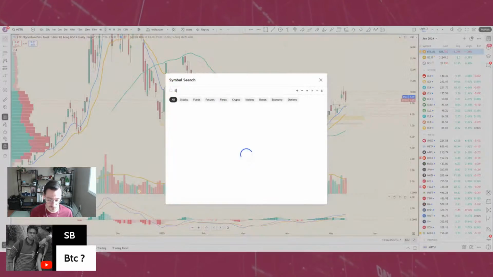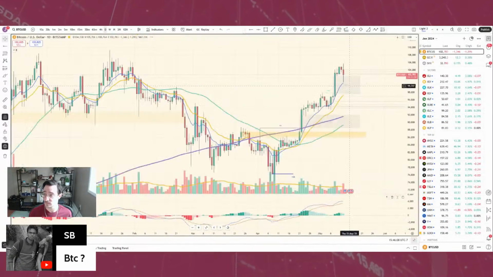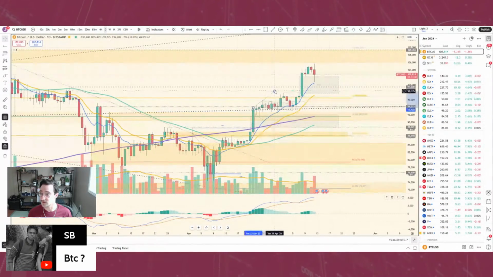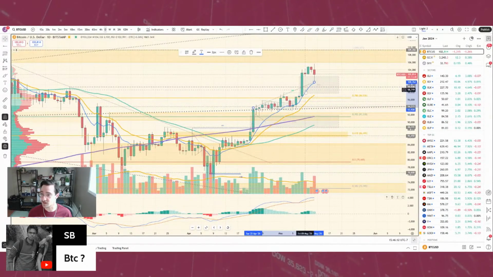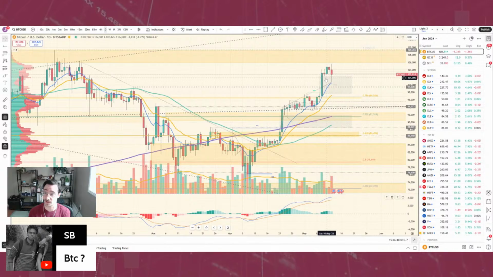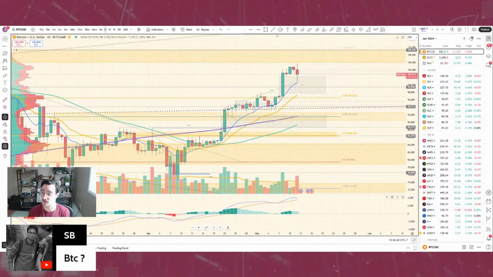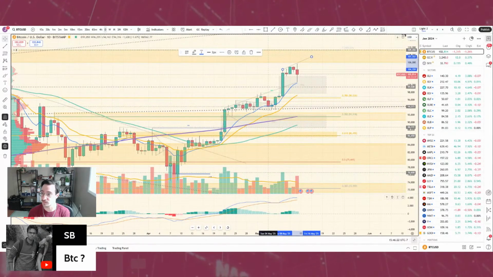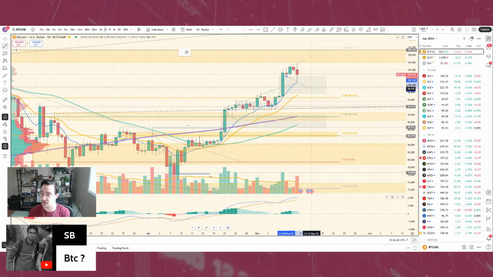I think Bitcoin is, let's redraw that like that. This was a megaphone. It's breaking out. It just looks like it back tested today and wants to hold. I'm not 100% sure that it will quite yet. I think what we could be seeing is another megaphone pattern building out like that.